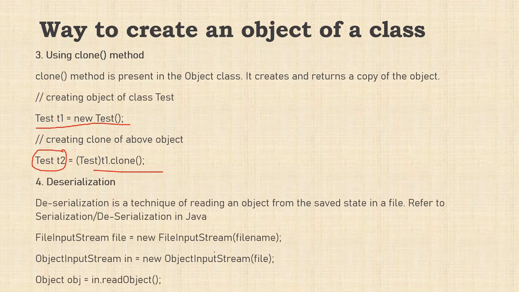Okay, so here we are creating a file input stream with the file name. Okay, a new file input stream, then an object input stream, and in dot read object. So here we are reading. With deserialization, we are creating the object of the class. So like this we can create an object of any class. Okay, so we have four ways to create the object of any class. So you can use any scenario.